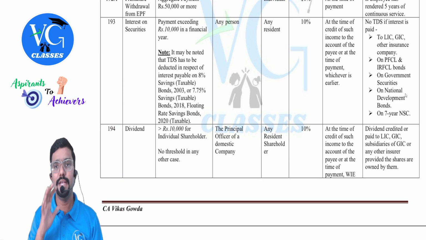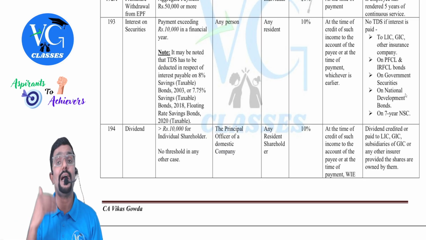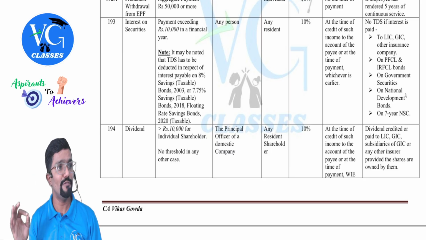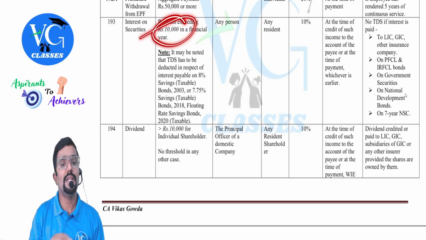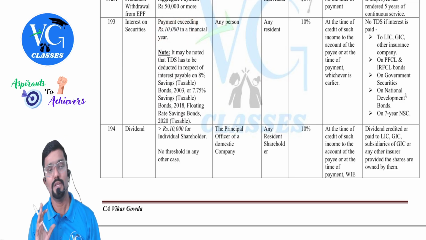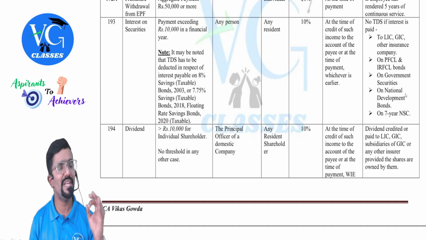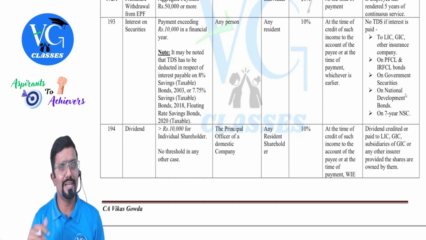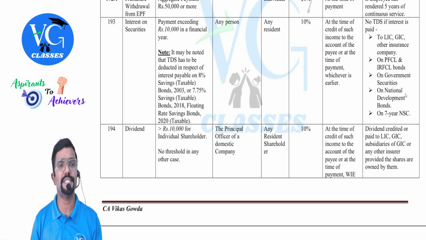Next, guys, in TDS, there are a lot of amendments for your May and onwards exam. Please be careful. Wherever I have given in italics, you can observe here. Like this, they are the amendments. The threshold limit and rates here and there have been changed. So please be careful with that. I will tell you whenever it is an amendment or change, I will just highlight it.